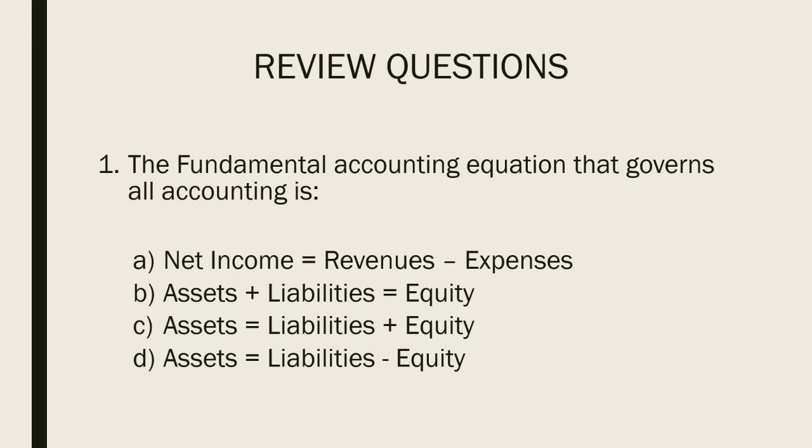So number 1, okay, the fundamental accounting equation that governs all accounting is C, letter C. C is correct. Assets equals liabilities plus equity. If you know it as the other one, just make sure you read the questions carefully, okay? But in most cases, this is the go-to accounting equation. Okay?